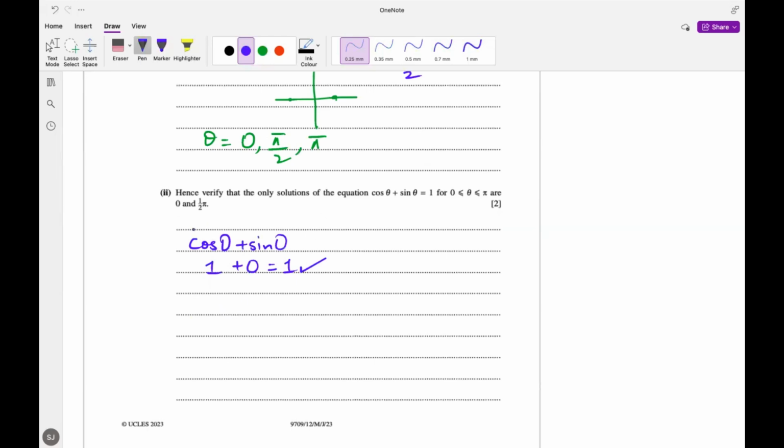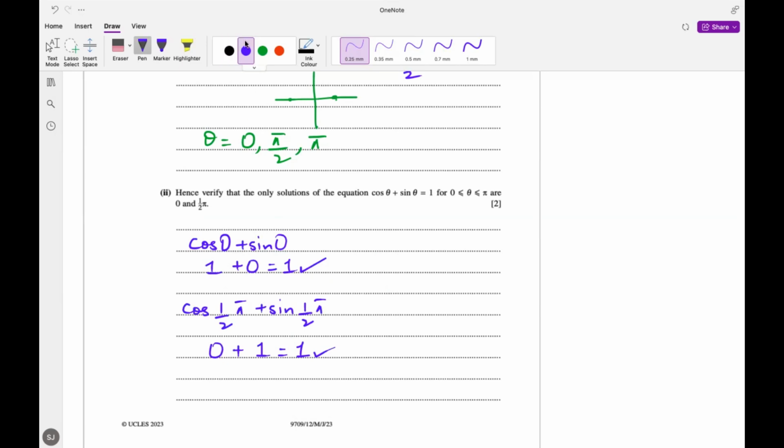Substituting 1 upon 2 pi in place of theta, we'll get cos 1 upon 2 pi + sin 1 upon 2 pi. And as cos 1 upon 2 pi is 0 and sin 1 upon 2 pi is 1, so this will also be equal to 1. So it is verified these are the two solutions.